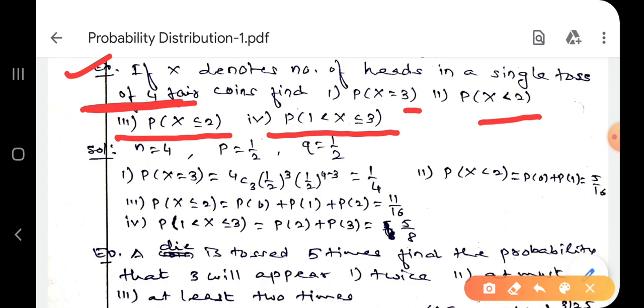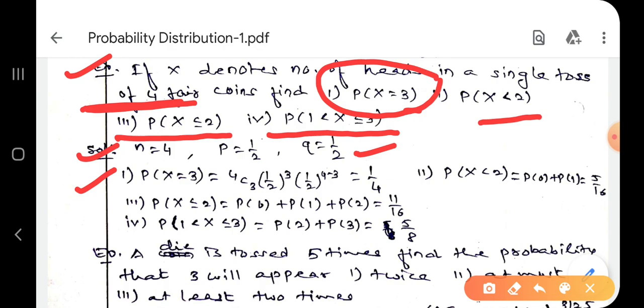Now here x denotes the number of heads in a single toss of 4 coins. So n equal to 4. Value of n is 4. And the probability of success, getting a head on any coin, is 1 by 2. In the same way, 1 minus 1 by 2 you will get again 1 by 2. So P is 1 by 2, Q is 1 by 2. Then the first one, P of x equal to 3.